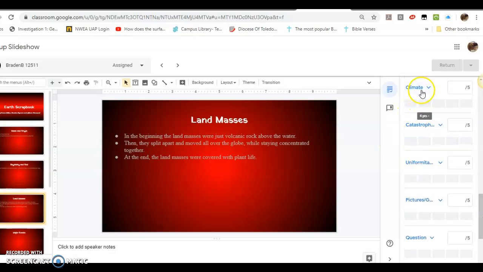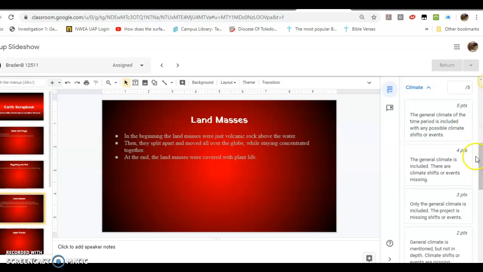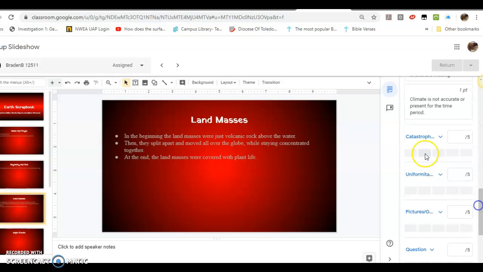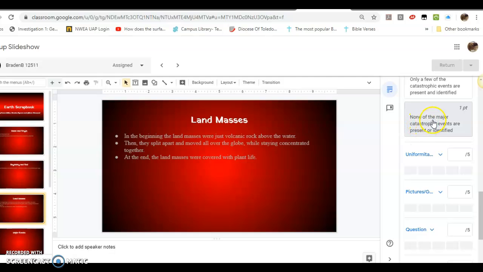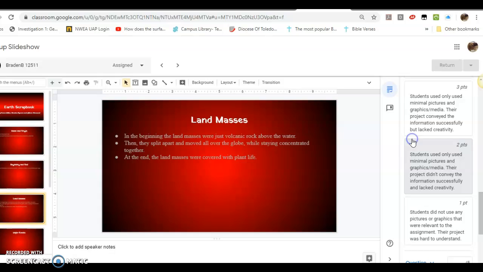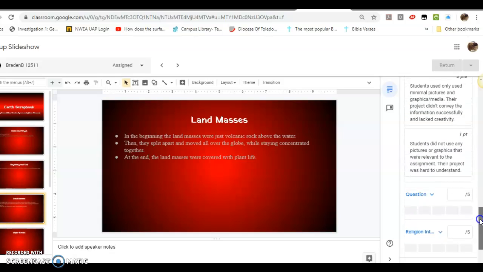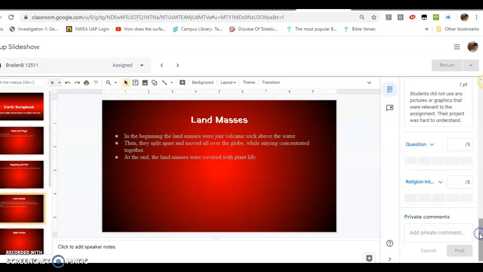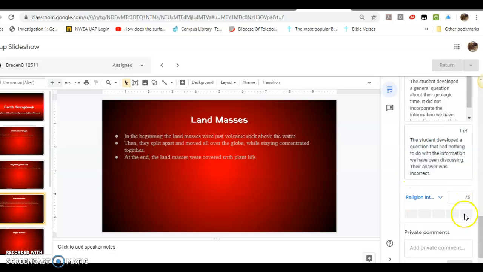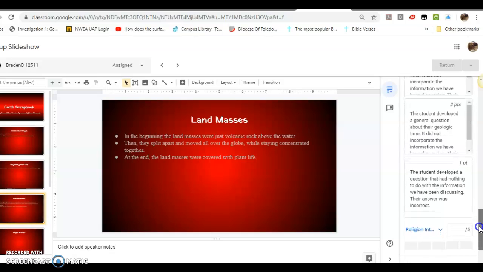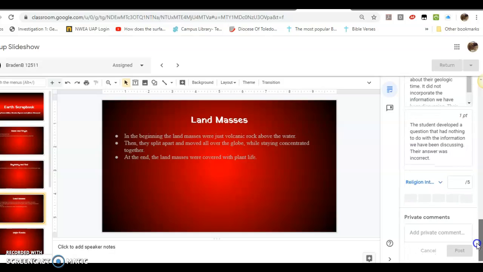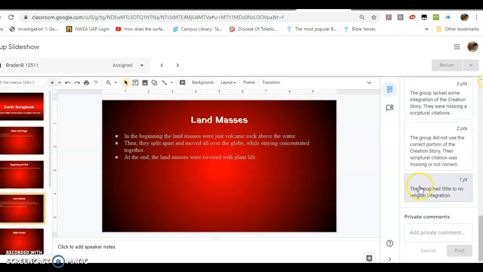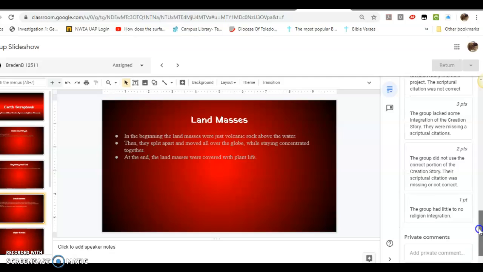So like climate, I want to know a general climate of the time period. I want to know what the events that have occurred were, catastrophic or uniformitarianism. Pictures and graphics. They have to enhance your slideshow. They have to have something to do with your time period. This question part down here, don't worry about this yet, okay? I'll discuss that next week. And then the last is your religion integration.